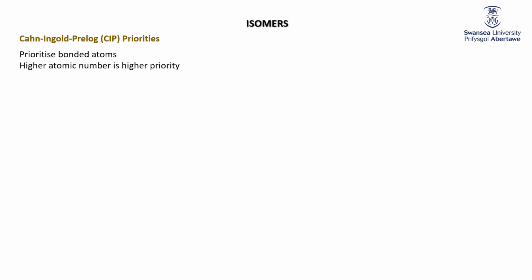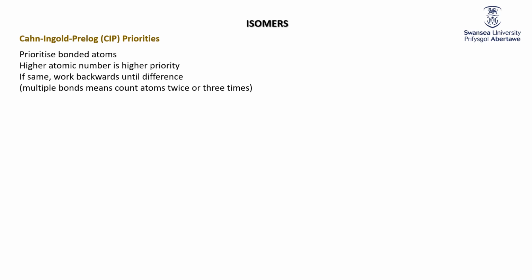So what you do is you assign a priority to each of those groups using the same CIP priority. So the first thing we do is we say, well, the higher atomic number is the higher priority. And we'll see some examples of that in a minute, where you just look at the 2 atoms that are bonded to a particular carbon. Whichever bonded atom has the higher atomic number, it's higher priority. If, on the other hand, both atoms that are bonded to the carbon are the same, then we just keep going backwards to see what else is bonded till we get a difference. And if we have a multiple bond, if it's a double bond, you count atoms twice. If it's a triple bond, you count them thrice.